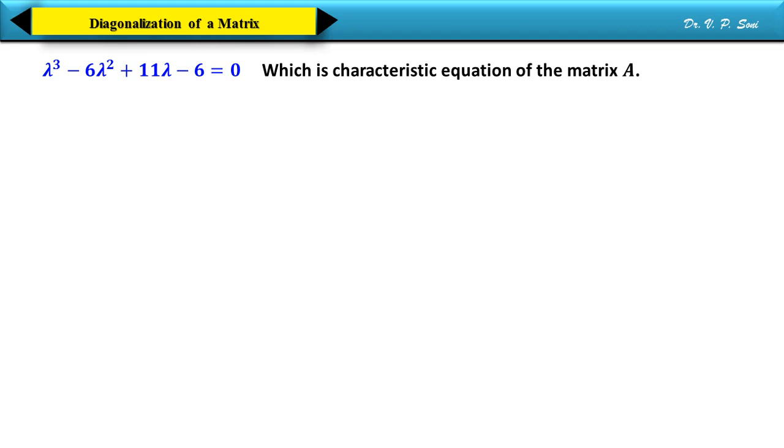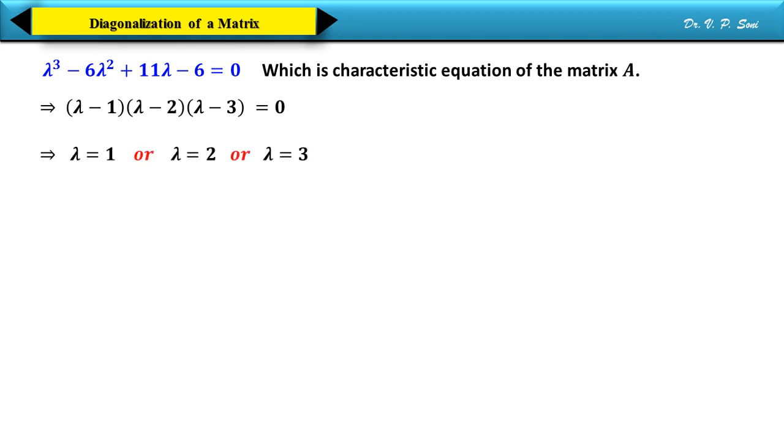Now factorize the characteristic polynomial lambda cube minus 6 lambda square plus 11 lambda minus 6. Then we get lambda minus 1 into lambda minus 2 into lambda minus 3 equal to 0. This implies lambda equal to 1 or lambda equal to 2 or lambda equal to 3. Therefore eigenvalues of the matrix are 1, 2 and 3.